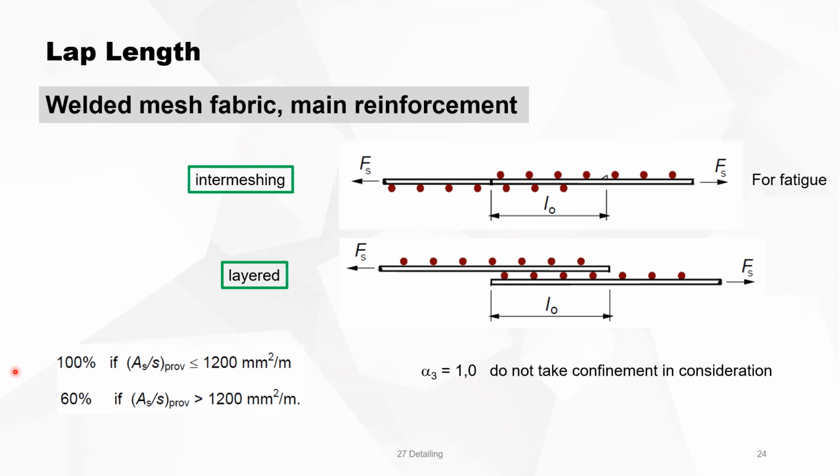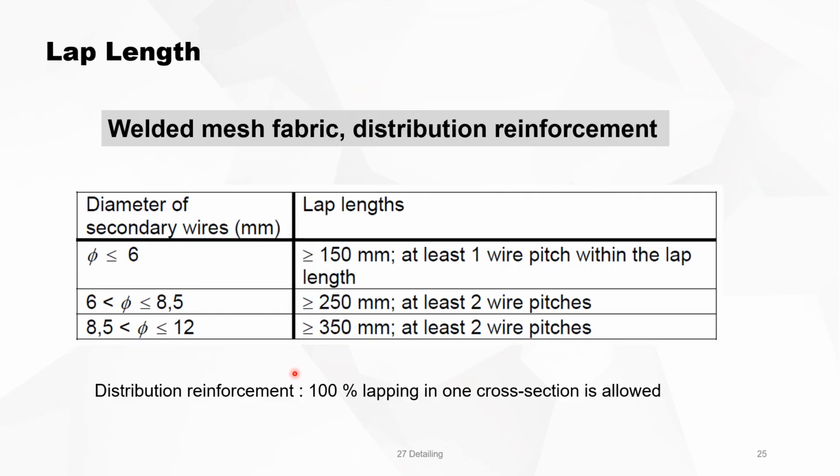And then you can use laps 100% if the AS over S provided is smaller than 1200 square millimeters per meter, or otherwise it is 60%. Alpha 3 is always 1 because we do not take confinement into consideration with welded fabric meshes. Then for welded mesh fabric distribution reinforcement, if it's not the main reinforcement, there are also some rules which are less severe.